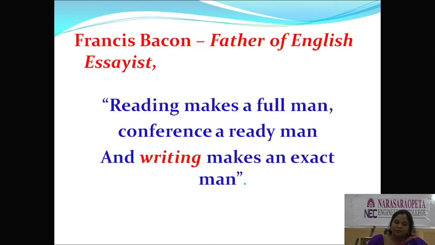Okay? Before I end my session, I would like to end with a quote that was given by Francis Bacon, who is the father of English essays. He says, reading makes a full man. You can even note down this quote. Reading makes a full man, conference a ready man, and writing makes an exact man. So if you want to be a very good, well-versed person, that comes out of good writing.